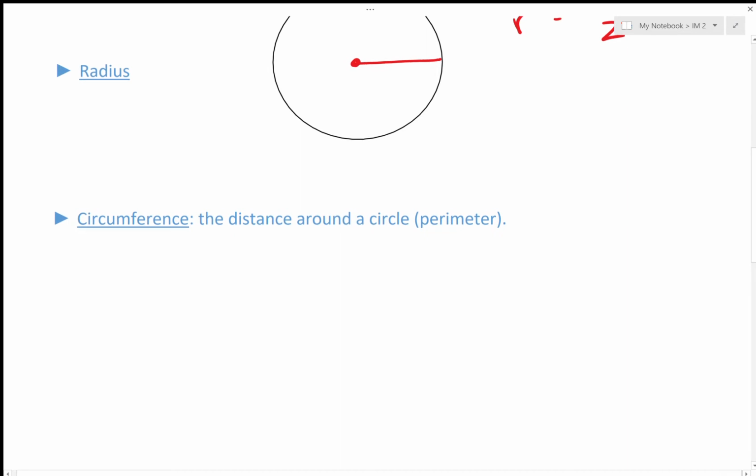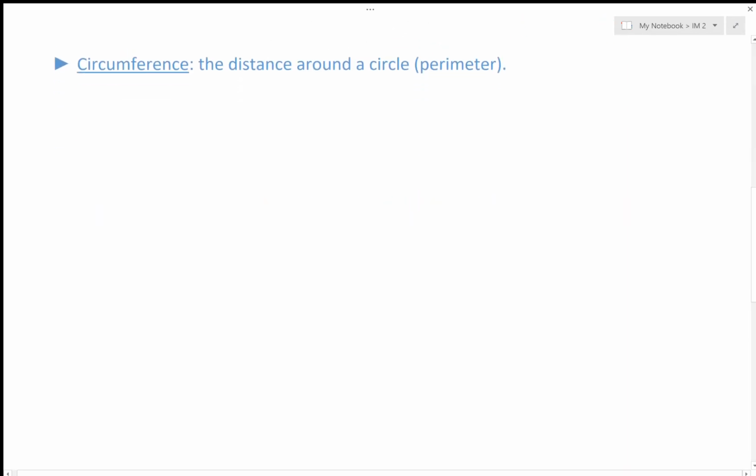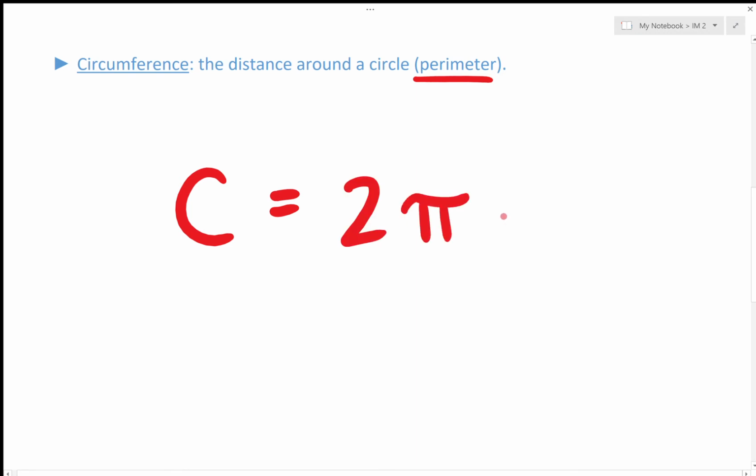For the actual equations today, the first thing we're going to find is circumference. Now, circumference is the distance around a circle. For other shapes like triangles or squares or rectangles, this is called the perimeter. But for circles, they call it the circumference. So the actual equation is C for circumference is 2 pi r. And I'll describe each of these. C obviously stands for circumference.